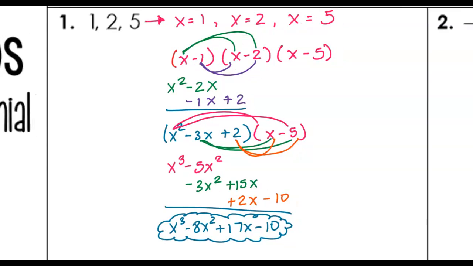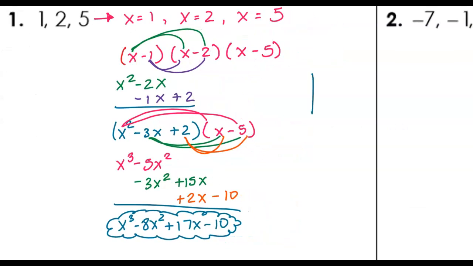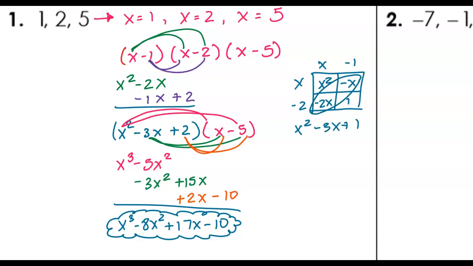Again, if you don't like distributing and you prefer the box, it's perfectly fine. Go ahead and do the box. So it'd be like this. It'd be x squared minus x minus 2x plus 2. So this, you would combine the like terms, which is exactly what we got. Whoops, that's not a 1, that's a 2.